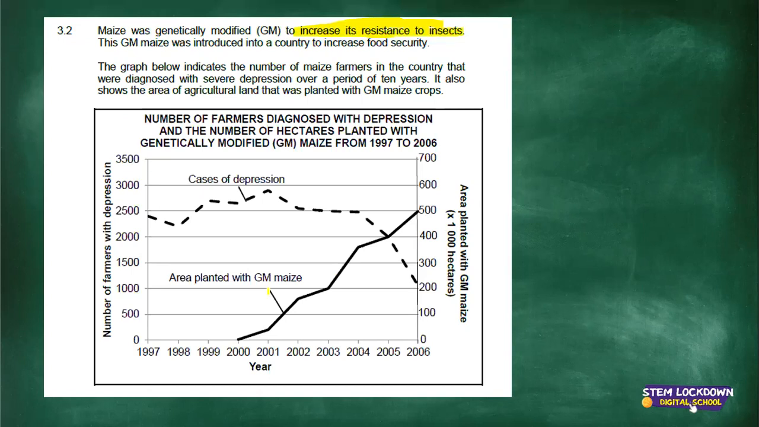So let's study the graph here. On the x-axis, you have the year. On the y, you have the number of farmers.